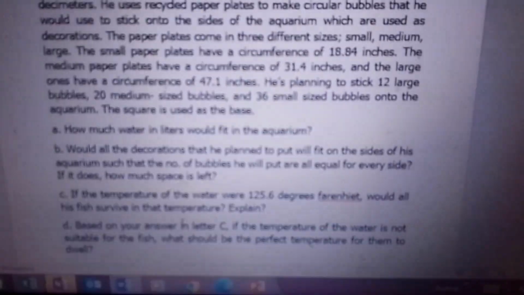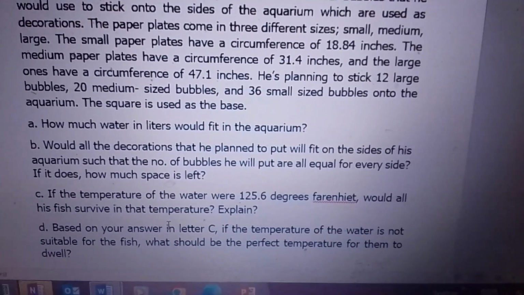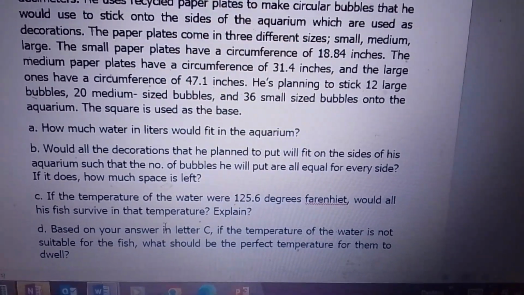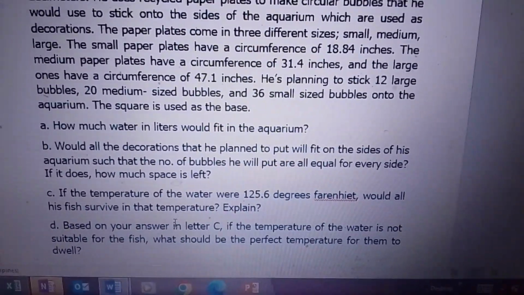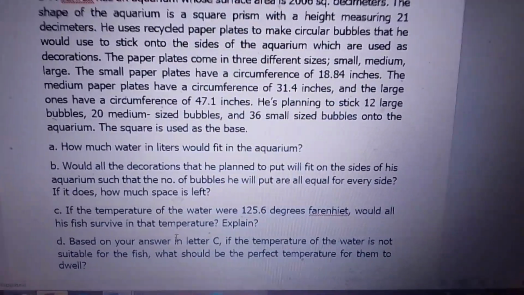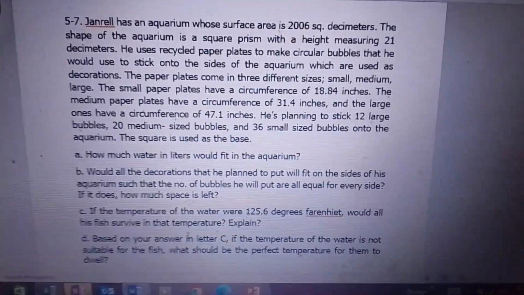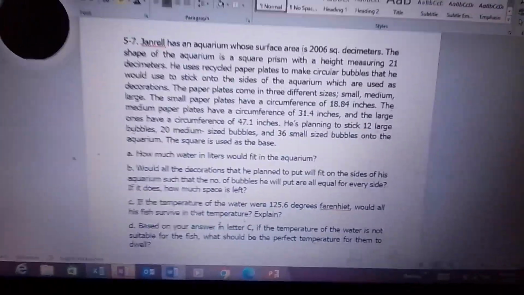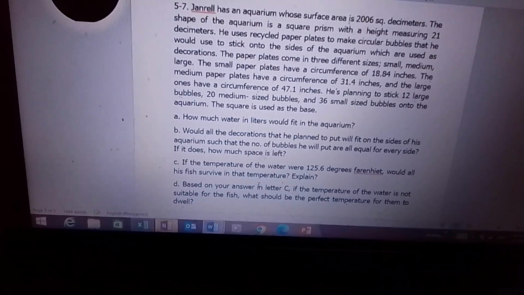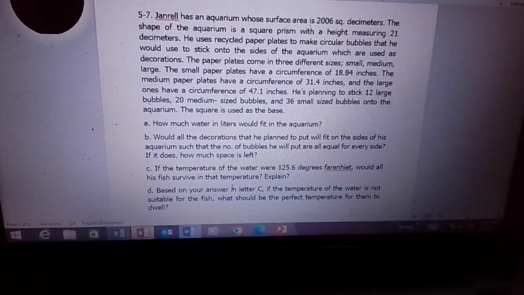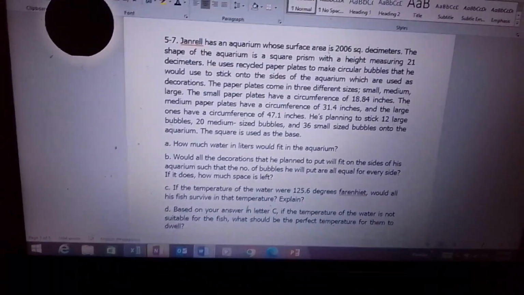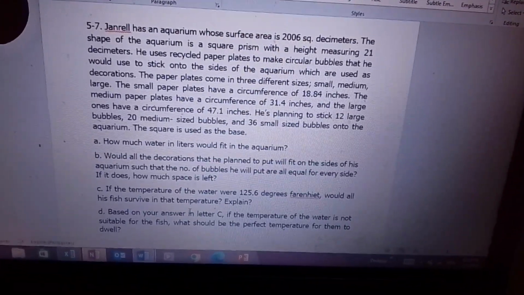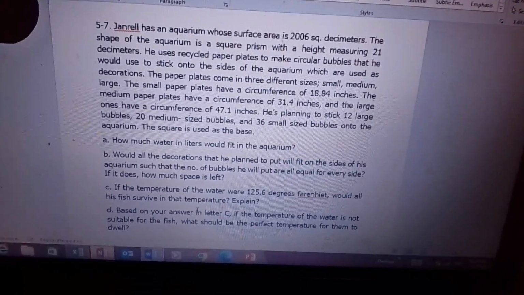And here's the condition pa. Such that the number of bubbles he will put are all equal for every side. Anong ibig sabihin yun? It means to say the number will be equal. Like for example, do you remember if you have a box? For example, you have 12 circles, and you will put them on each of the spaces. So that will be 6 each. So divide by the number of faces where you're going to put it equally. Because it says equally, you're going to divide it by 4. Divide by the number of faces that you're going to put it in.